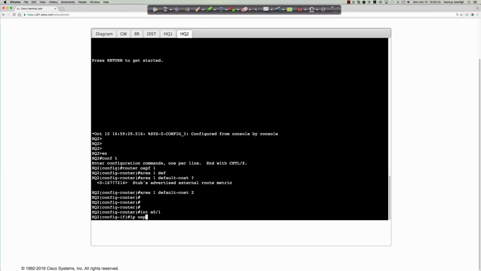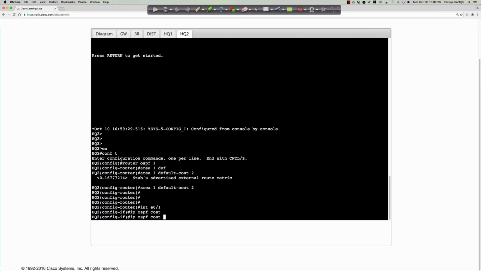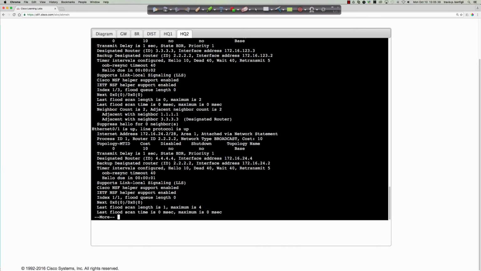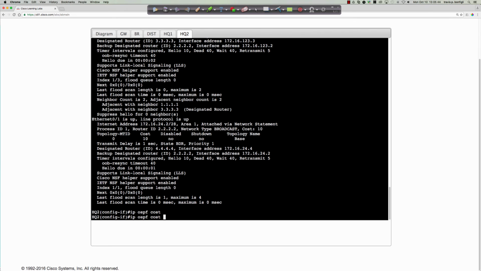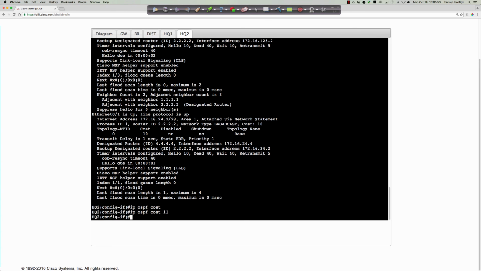and we're simply going to say IP OSPF cost. Now remember, this isn't an additive command. The cost normally is 10. And how do I know the cost is 10? Remember, do show IP OSPF interface. Ethernet 01 right here, cost is 10. When I say IP OSPF cost, this is not in addition to the 10. Okay, this is replacing the 10. So all I'm going to say is 11.